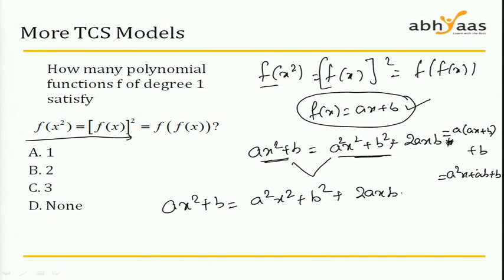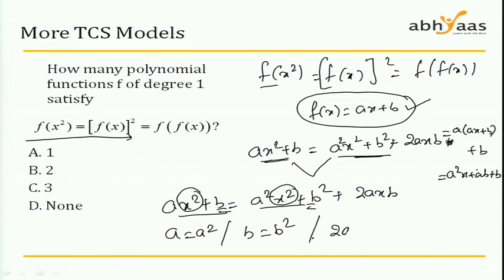Right. Now what is happening here? ax square plus b should be equal to a square x square plus b square plus 2ax into b. Now if this has to happen, what should happen? The similar coefficients should be equal. So x square term here and x square term here should be equal. That means a should be equal to a square, and the constants, what are the constants on both sides? b and b square. So b is equal to b square, and what is the other thing that should happen? 2ab should be equal to 0.